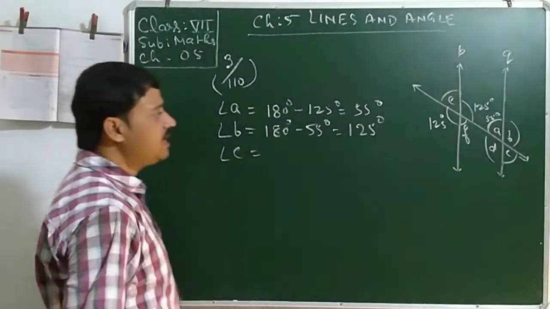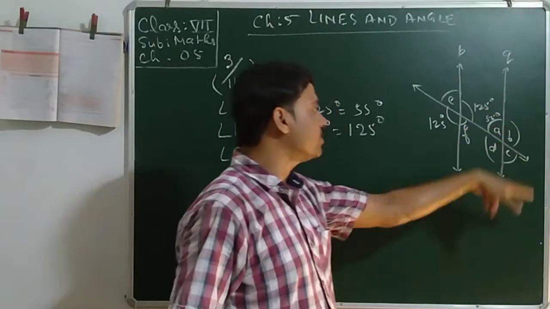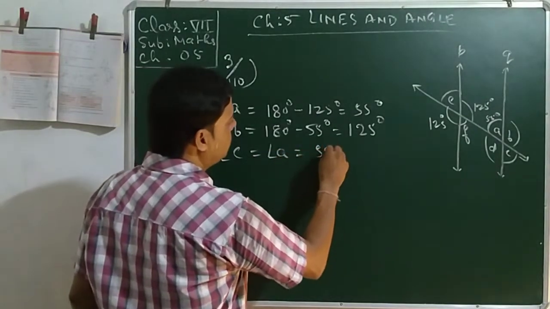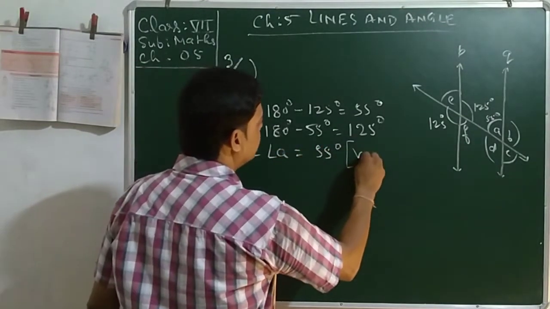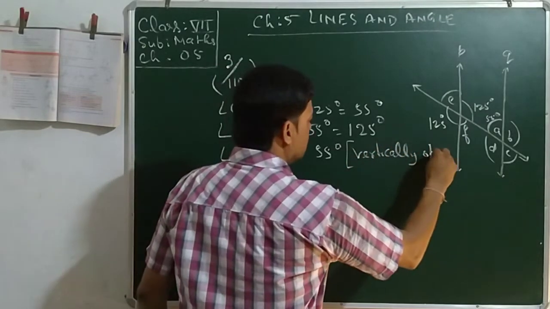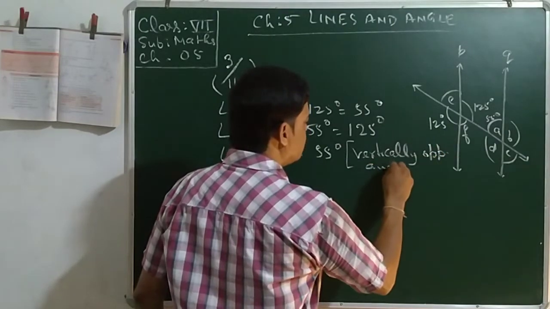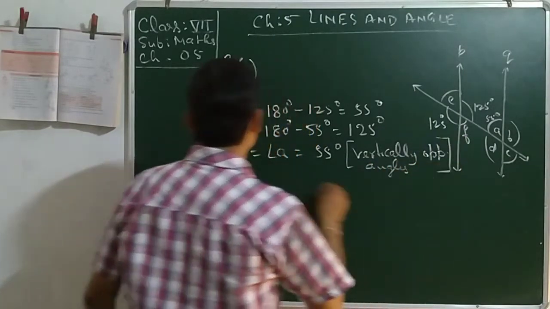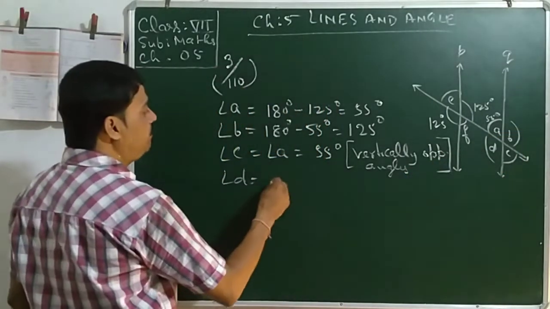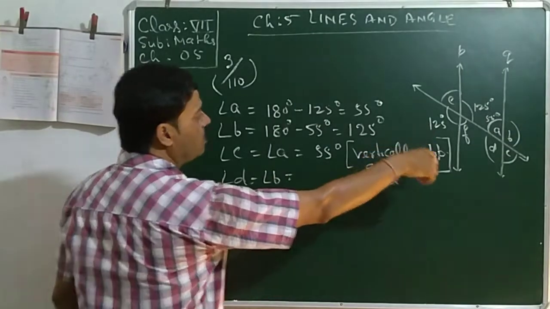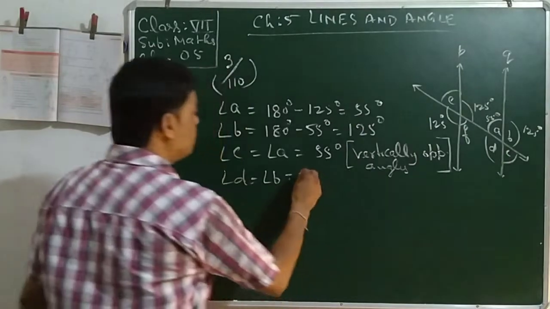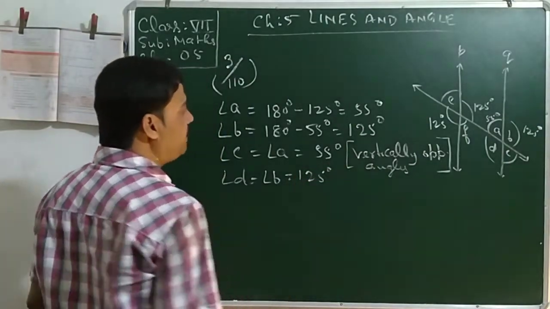Similarly, angle C is vertically opposite of angle A. So it will be equal to angle A, that will be 55 degree. You can write here reason: vertically opposite angles. Similarly, angle D will be the vertically opposite angle of angle B, that equals angle B. Right now we had got it was 125 degree, so this will also be 125 degree.